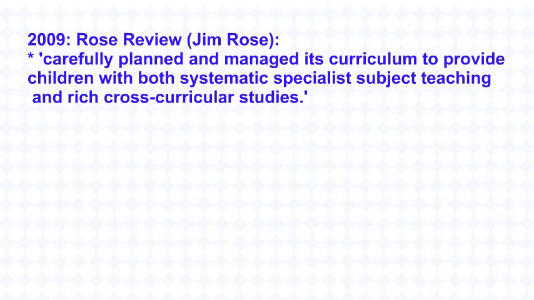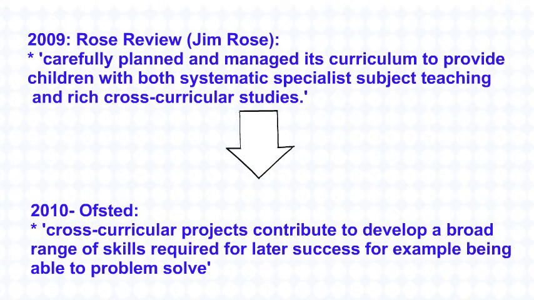The review by Jim Rose in 2009 found that all of the effective primary schools that were visited carefully planned and managed its curriculum to provide children with both systematic specialist subject teaching and rich cross-curricular studies. This outcome was echoed by Ofsted in their 2010 report. They went on to find that cross-curricular projects contribute to develop a broad range of skills required for later success, for example, being able to problem solve.